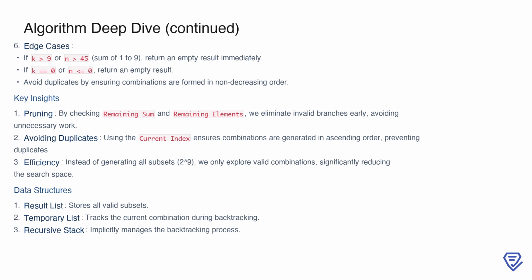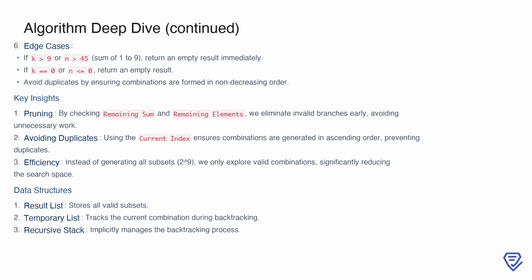Now, it's important to handle edge cases to ensure the algorithm runs efficiently and correctly. For instance, if k is greater than 9 or n exceeds 45, the maximum possible sum of numbers from 1 to 9, we can immediately return an empty result since valid subsets are impossible. Similarly, if k is 0 or n is less than or equal to 0, we return an empty result.